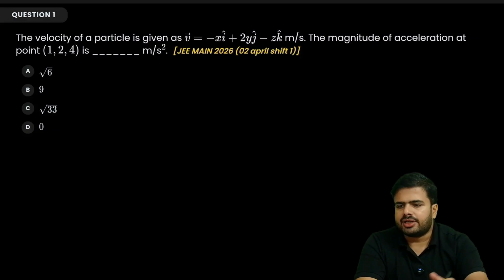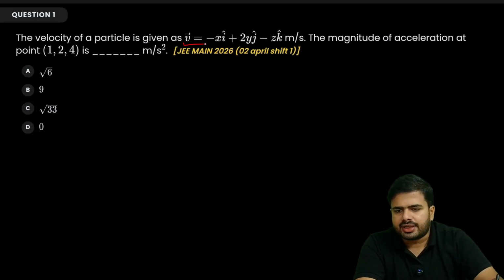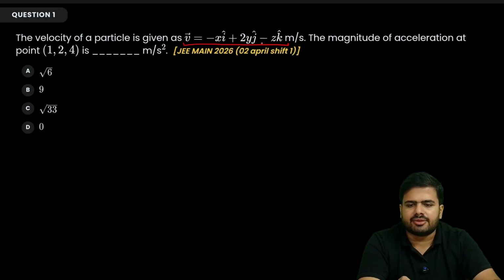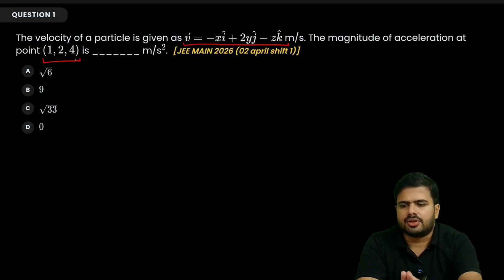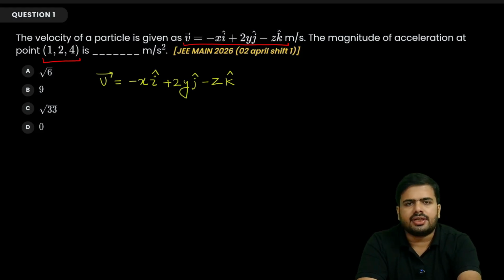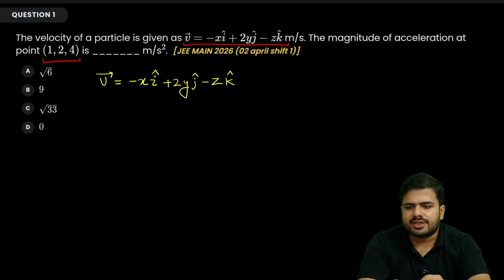The first question here asks us to find the acceleration. They have given the velocity expression as minus x i cap plus 2y j cap minus z k cap, and from there you have to find the acceleration at a particular point (1, 2, 4). Here you see that velocity is varying continuously in all three directions: minus x i cap is the component along the x direction, 2y along y, and similarly minus z along the z direction.